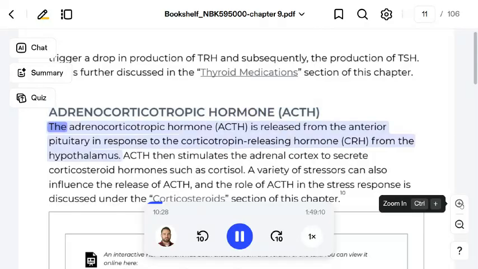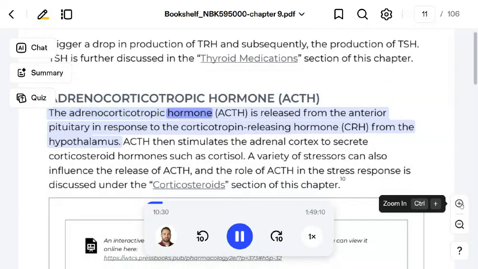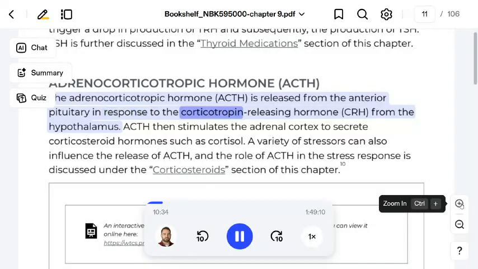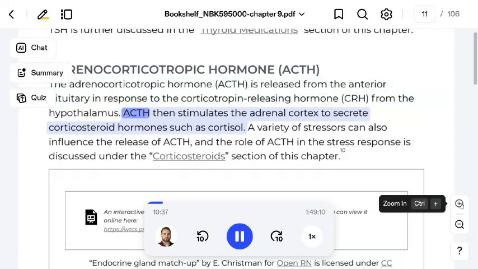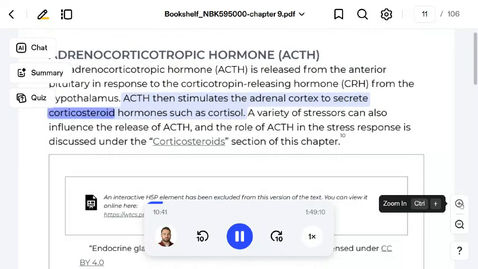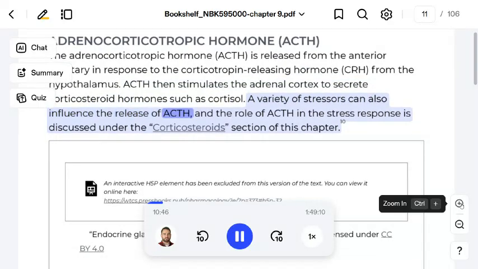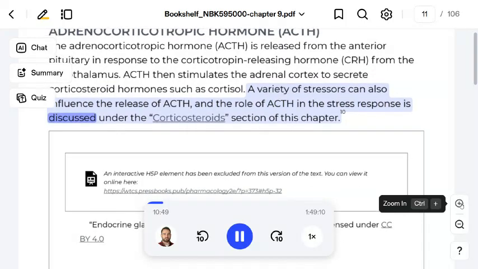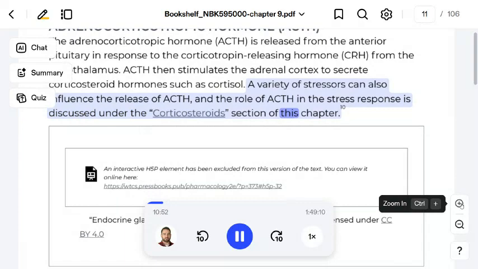Adrenocorticotropic hormone. The adrenocorticotropic hormone is released from the anterior pituitary in response to the corticotropin-releasing hormone from the hypothalamus. ACTH then stimulates the adrenal cortex to secrete corticosteroid hormones such as cortisol. A variety of stressors can also influence the release of ACTH, and the role of ACTH in the stress response is discussed under the corticosteroid section of this chapter.